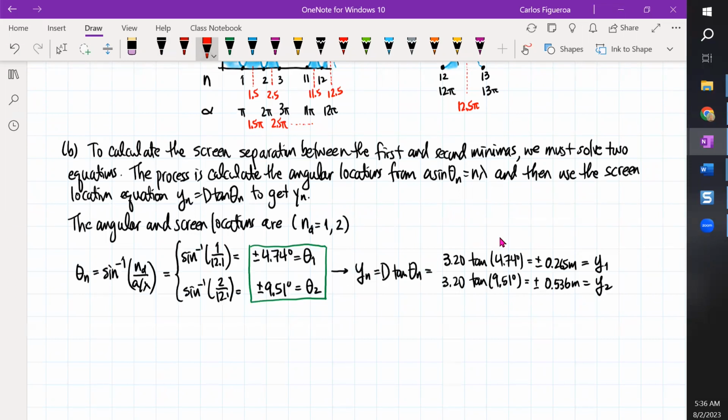So now I have the angular and screen locations of the first two minima.